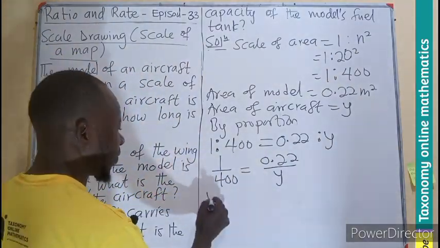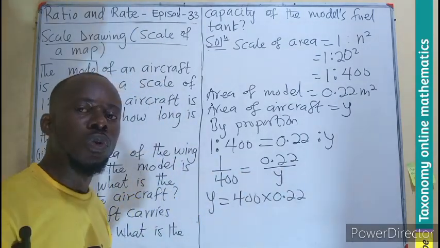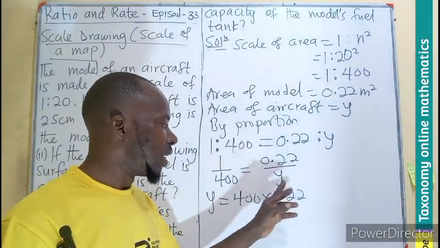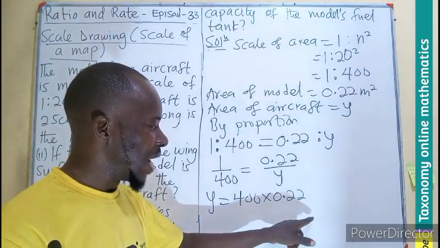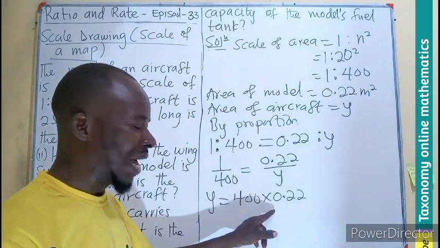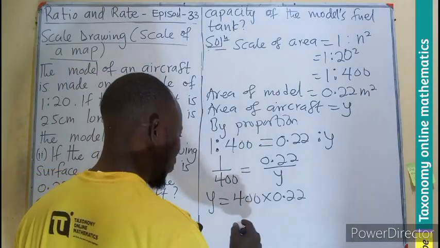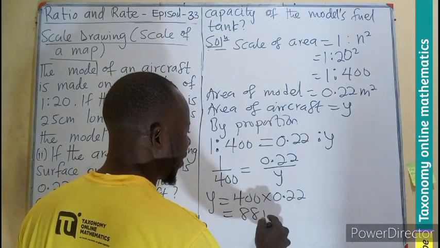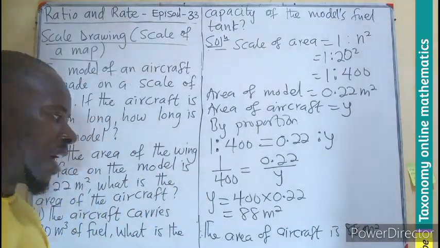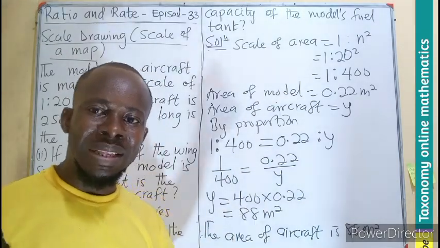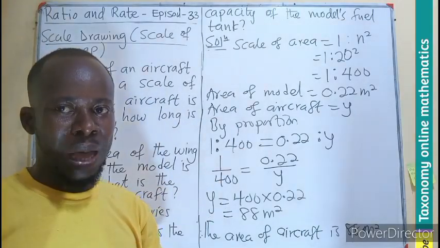What do we do? Y will multiply straightforward to give us 400 times 0.22. Don't forget 0.22 is just like 22 divided by 100. That 100 will divide the 400 and cancel, remaining 4. 4 times 22 will give us 88. So we're going to have 88 meters square. Therefore the area of the aircraft is going to be 88 meters square, whilst the area on the model will be 0.22 meters square. I believe you get the concept.